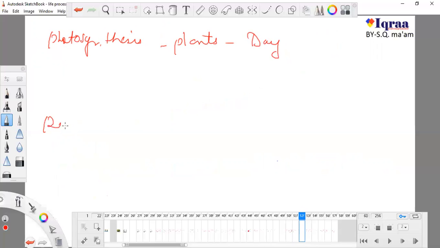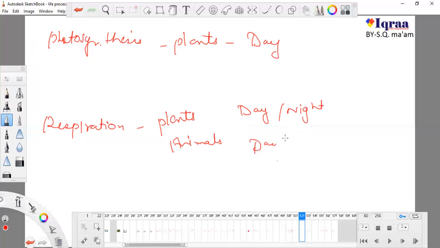Respiration is a reaction which is conducted by both plants and animals, and either in daytime or nighttime, because right now you know that you are doing respiration. You are taking oxygen inside and you are releasing carbon dioxide outside. So plants and animals both go for respiration, and there is no restriction of time. 24 hours, 24 into 7. Plants also know what is 24 into 7, year long and lifelong.